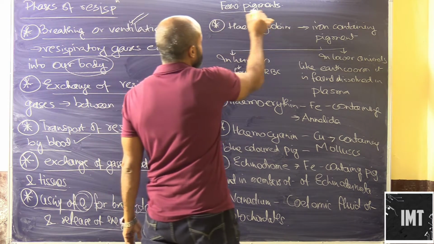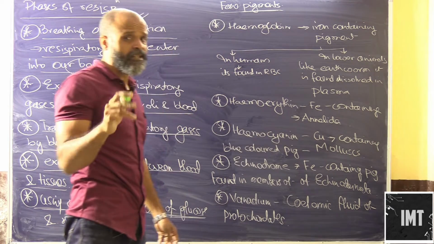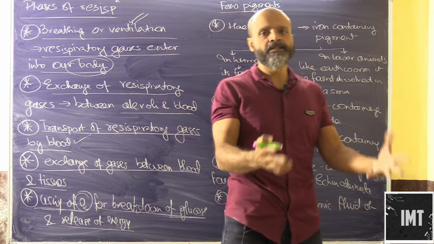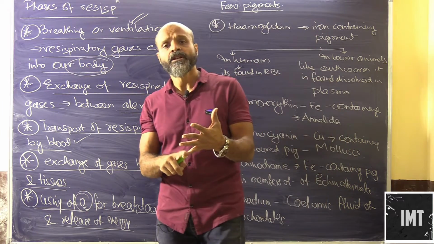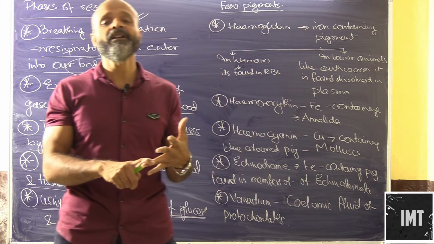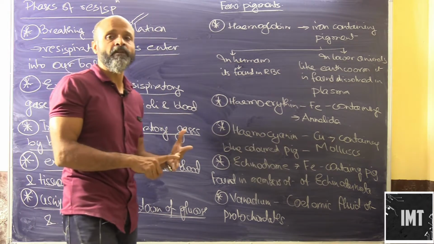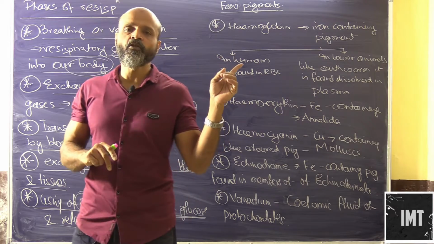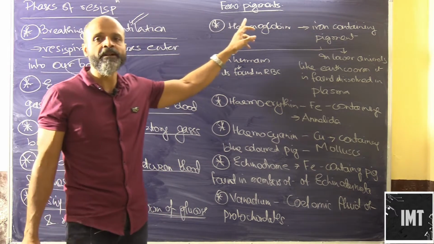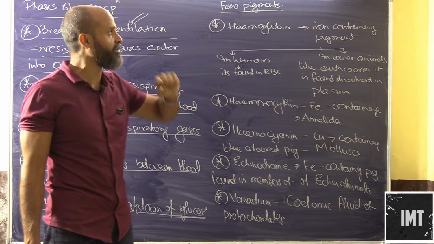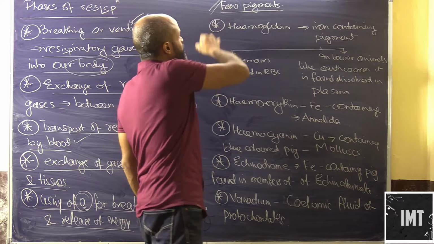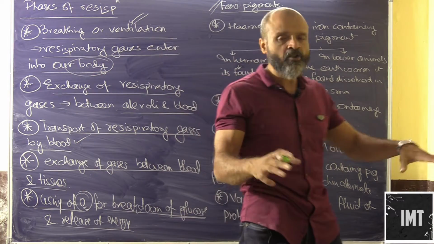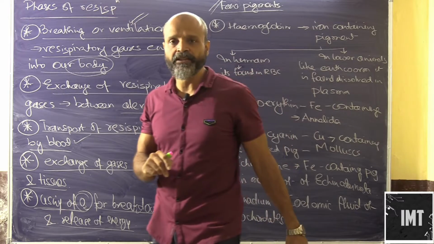Okay, now as we discussed, there were certain characteristics of a respiratory surface. For example, it should be moist, it should have a large surface area, it should be permeable. All these things we have already discussed in the previous slide. Now we are going to talk about certain pigments which assist in the process of respiration, and the carbon dioxide or oxygen molecule binds with them.